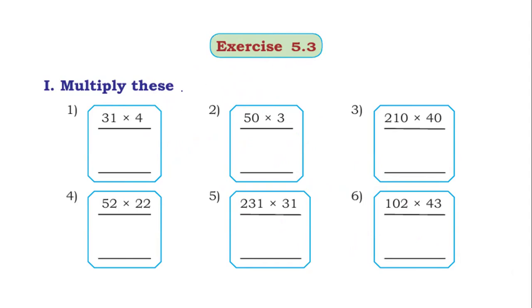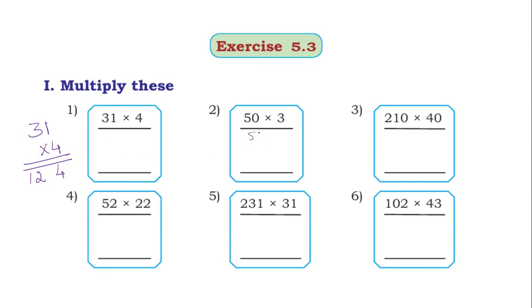Exercise 5.3. Multiply 31 into 4. Just do multiplication this way. You will get the answer easily. 4 into 1 is 4. 4 into 3, 4 threes are 12. 124 is the answer.